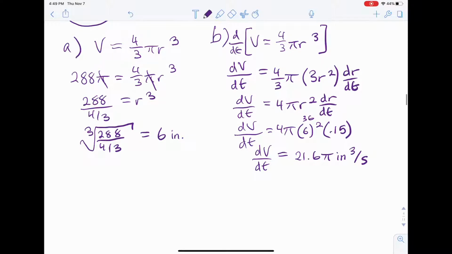Okay, so then, if you want to write that out like you would on the AP test, you'd say the volume is increasing at a rate, very important there, of 21.6 pi inches cubed per second. And that would be part B.